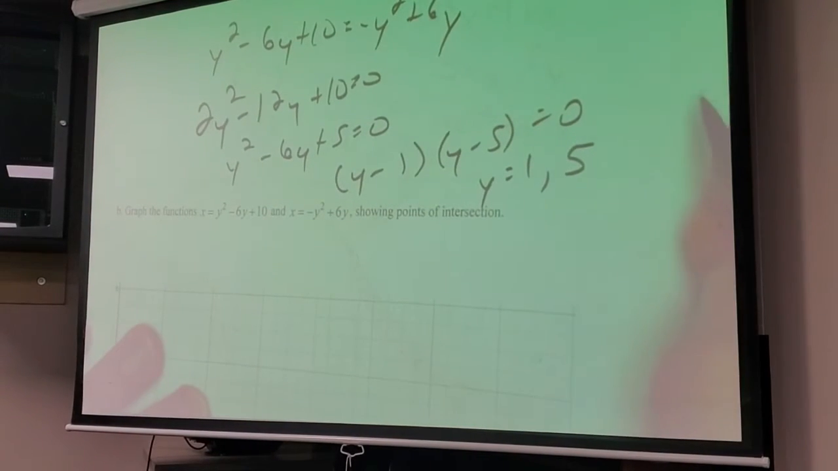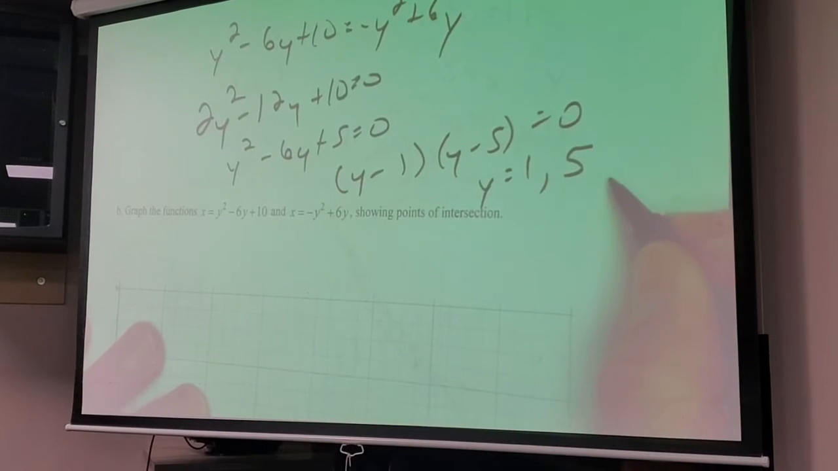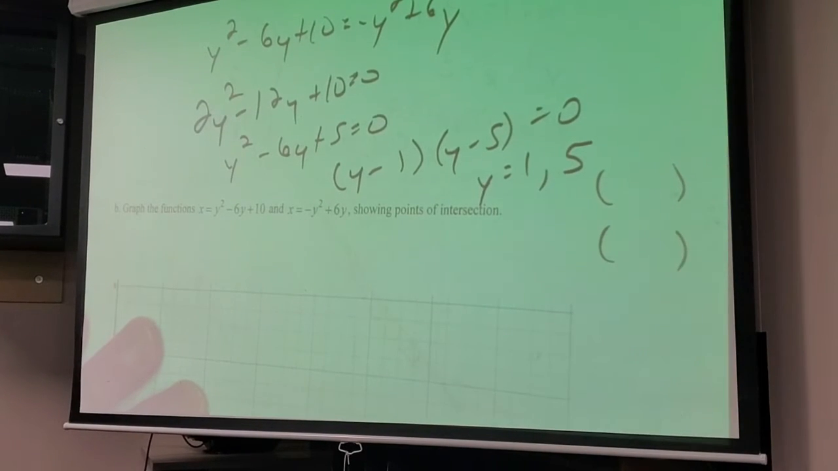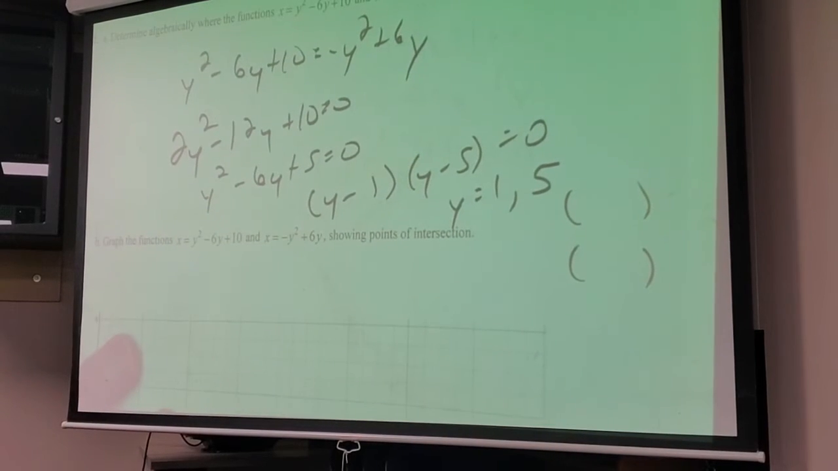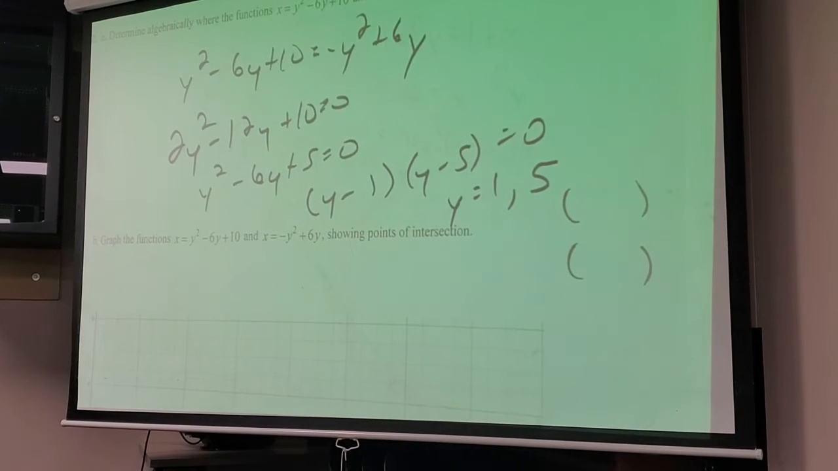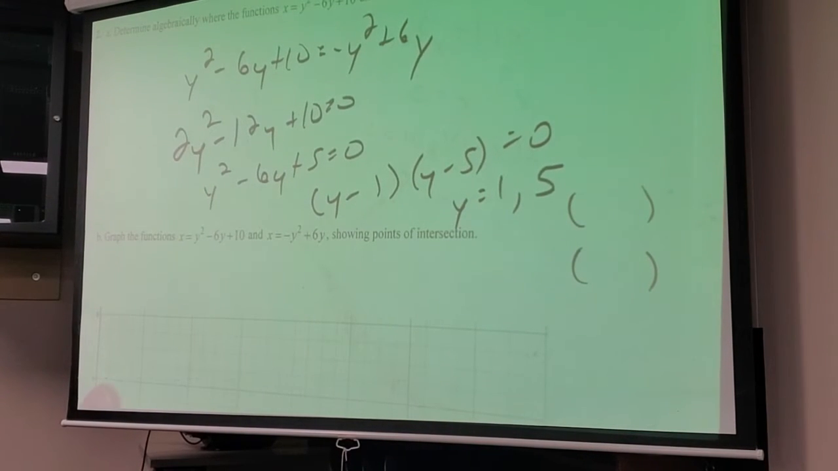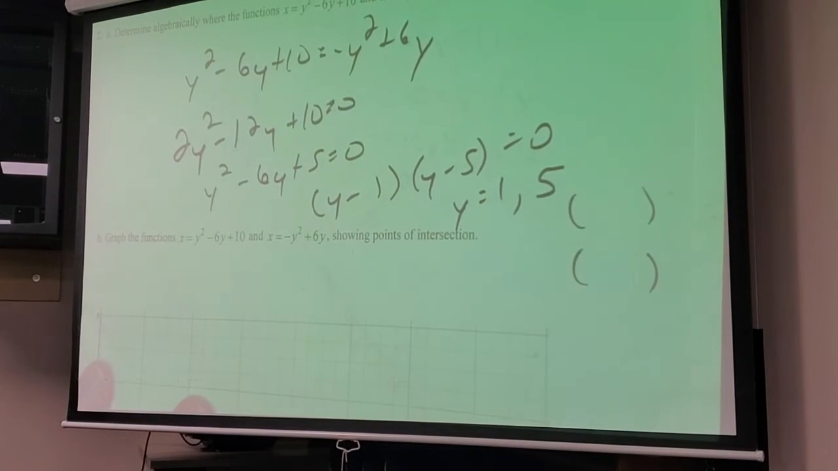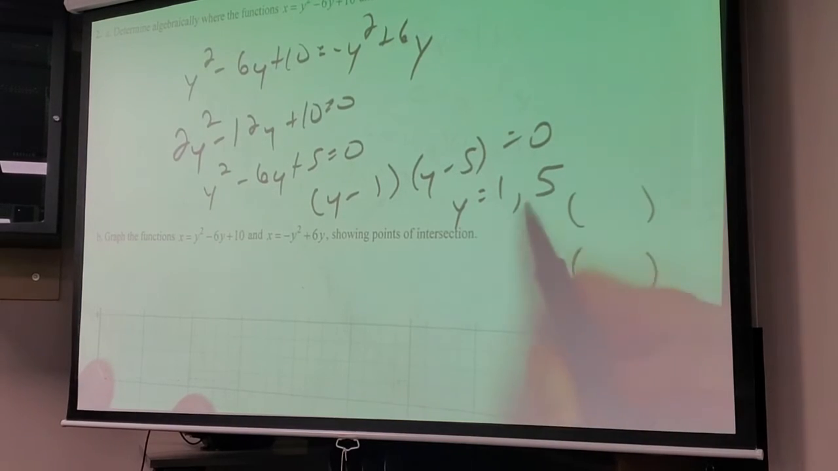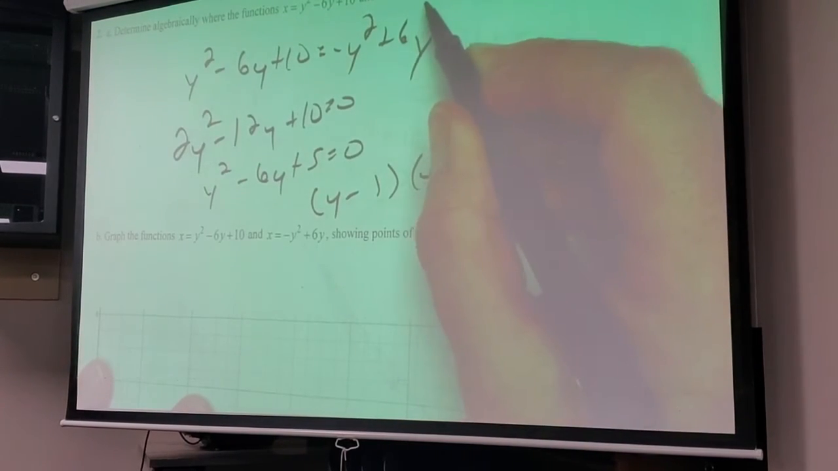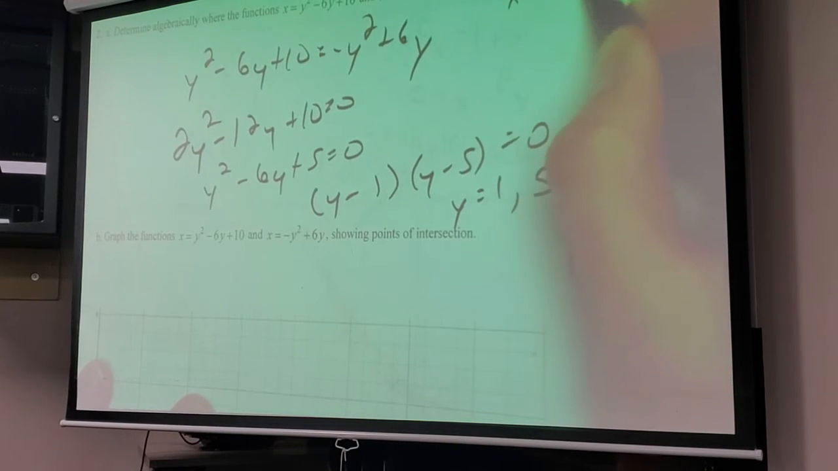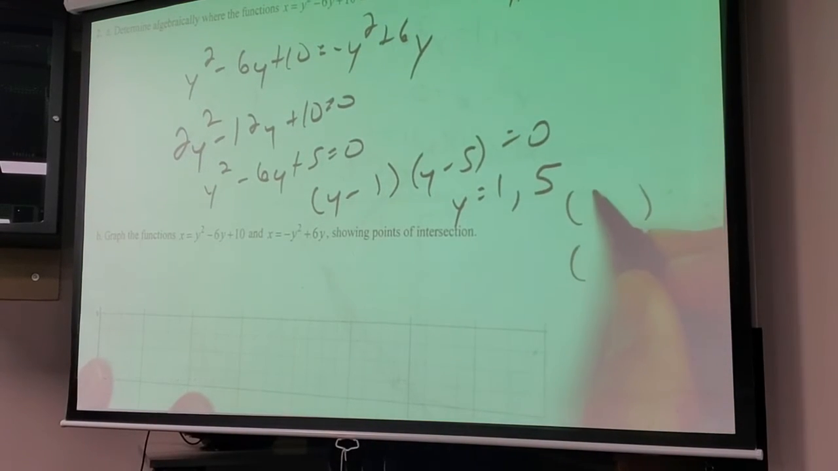Now let's see if you guys can do this. Can you tell me exactly what points they intersect at? 1, 7. 1, 5. There we go. Right. So be really careful. What did you do to get that point? So you plugged a y in, and what'd you get for x? Negative 1 plus 6, you got 5. So x is 5, y is 1.